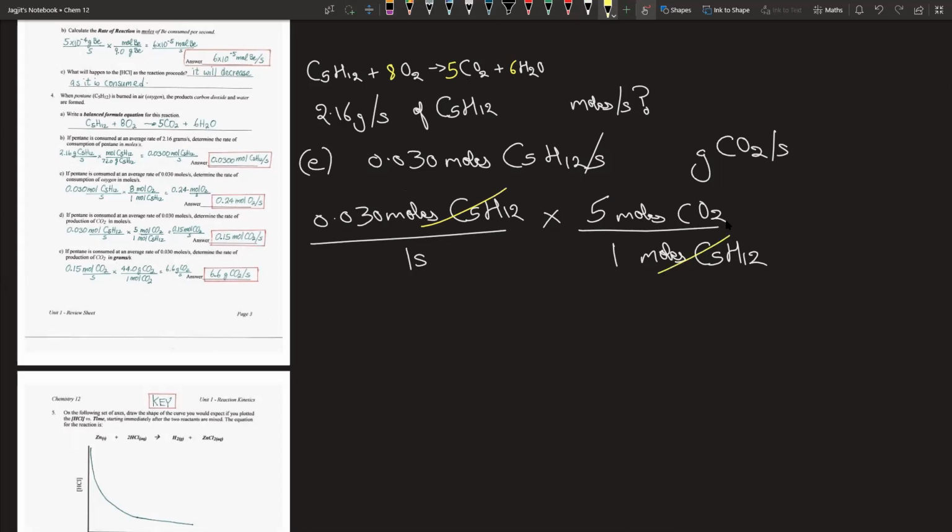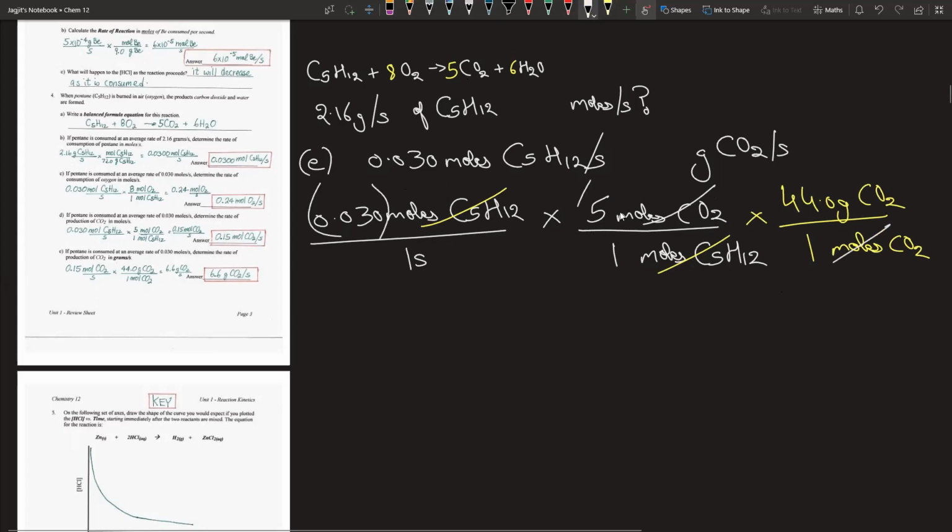And now we want to go from moles of CO2 to grams of CO2. So I put my moles of CO2 at the bottom. And I say for 1 mole of CO2, you get how many grams? What's the molar mass of CO2? 44. And then what happens? Your moles of CO2 cancels. If you do 0.030 multiplied with 5 multiplied with 44.0, you will get 6.6 grams of CO2 per second.